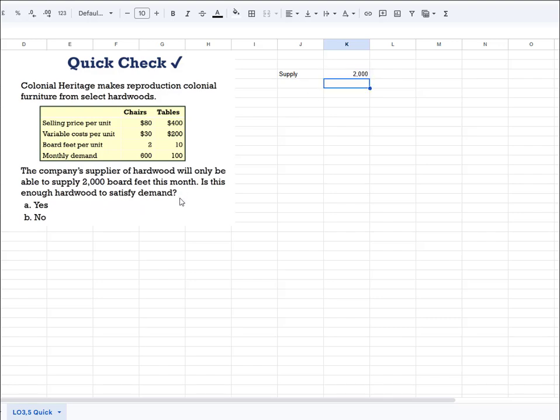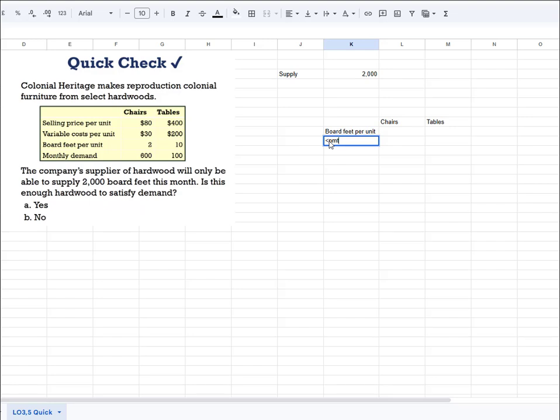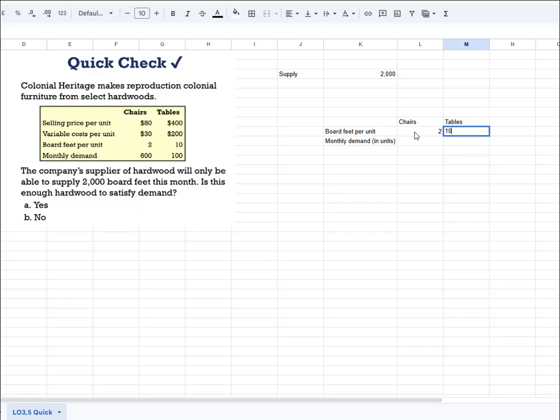Let's figure out if that is enough to satisfy demand. We have board feet per unit, and we have monthly demand in units. We have chairs and we have tables.